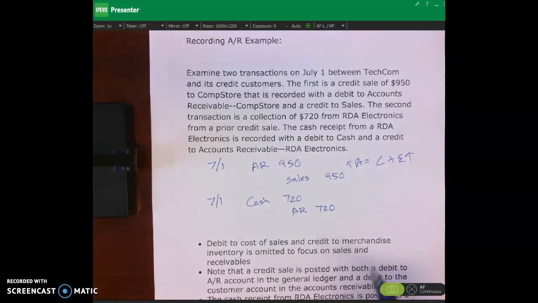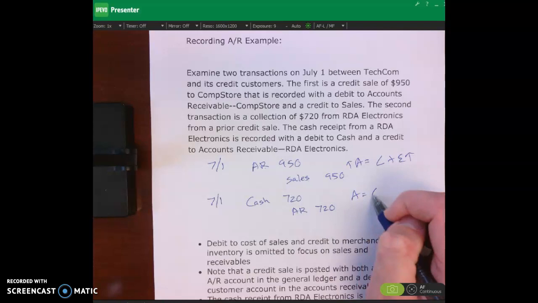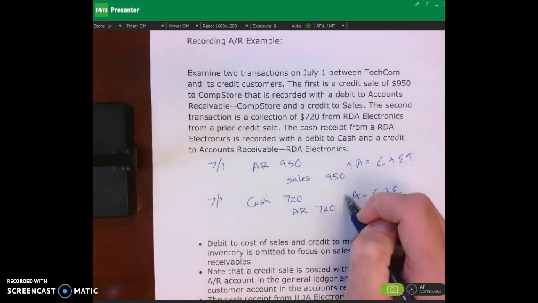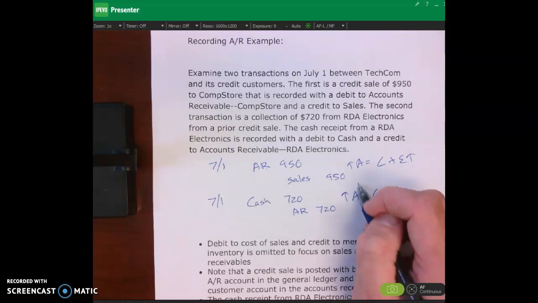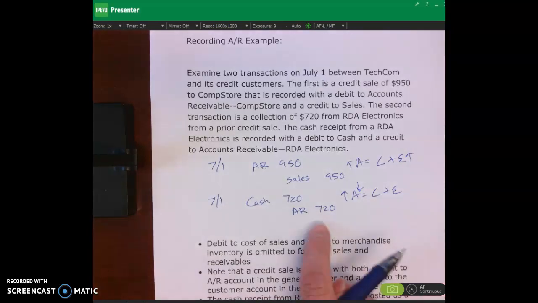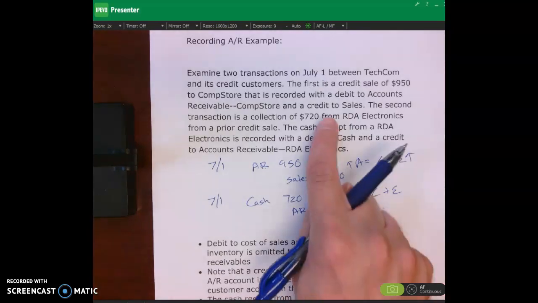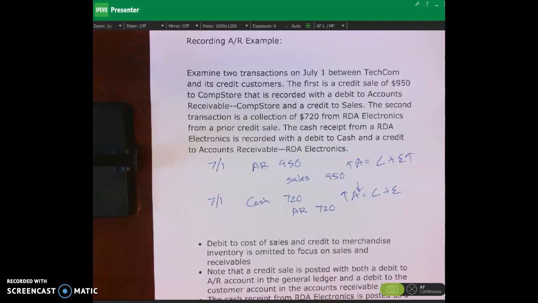Okay, how does this one keep the accounting equation in balance? One asset, cash, goes up, another asset, accounts receivable, goes down. Why am I crediting accounts receivable? Because I don't have as much. They paid me, so my accounts receivable balance from them goes down. I'm not waiting to receive as much cash anymore because they paid me.